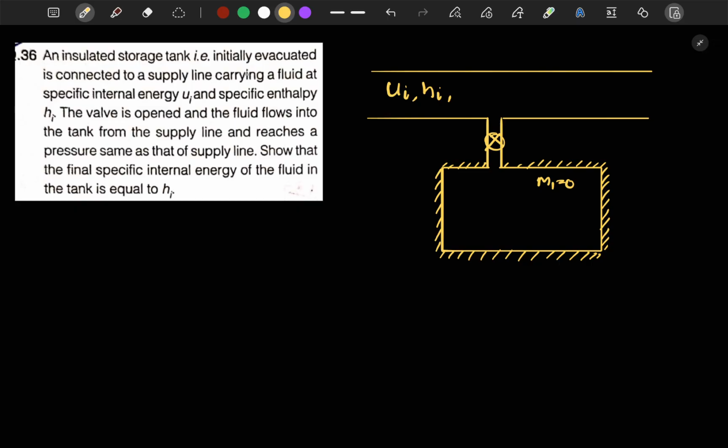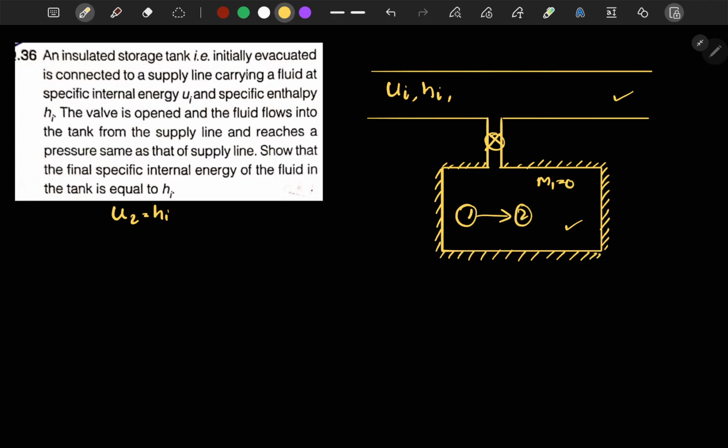Fluid flows into the tank from the supply line and reaches the same pressure as the supply line. Okay, so if here the pressure is P, then here again it reaches the pressure P. So the final specific internal energy of the fluid in the tank is equal to, so we have to prove that u2 is equal to hi. Okay, so let's assume that the system goes from state 1 to state 2 during this process.